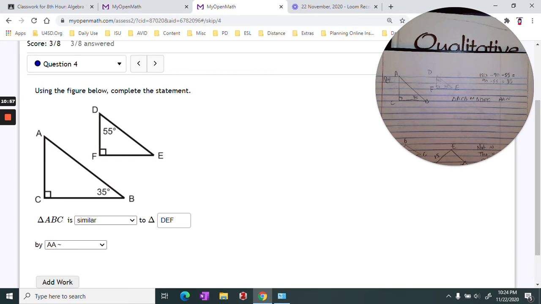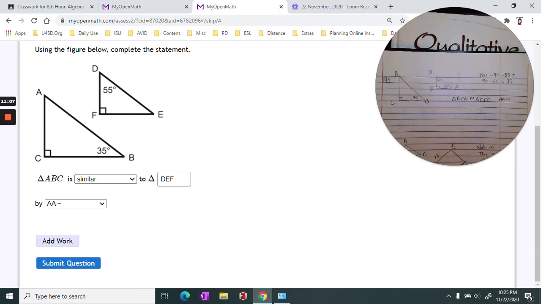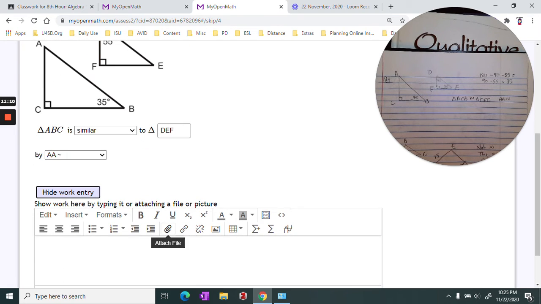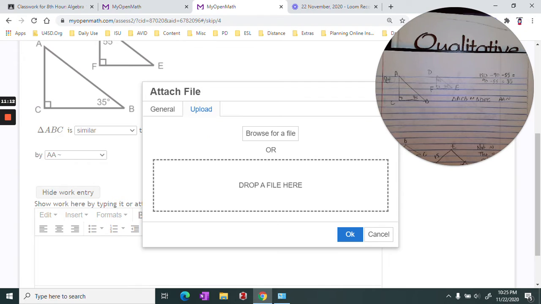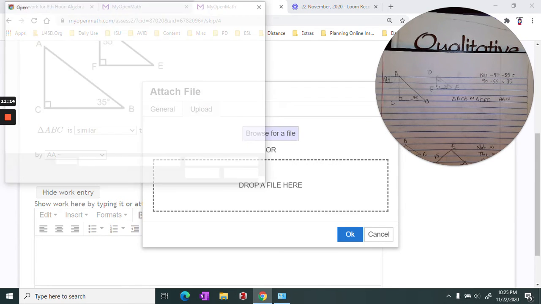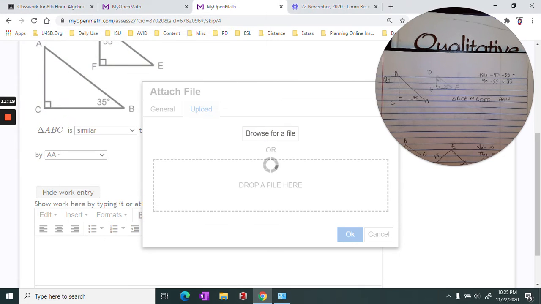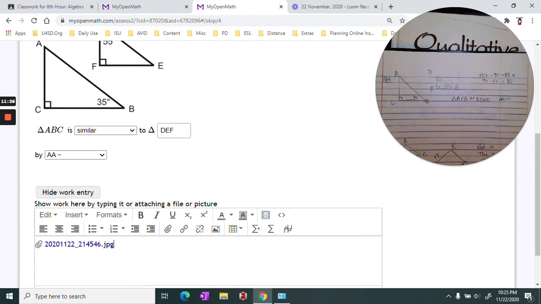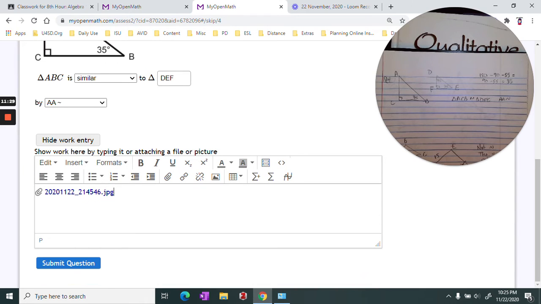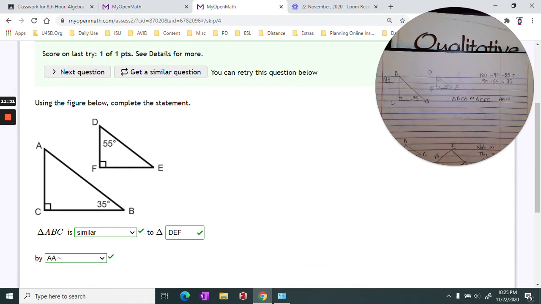So I'm making the claim my triangles are similar, and my evidence is my triangle-angle sum theorem up here, which I am going to demonstrate by adding my work, right? And that is photo number 2. Oops, open. And then, okay. All right. And submit. Okay.